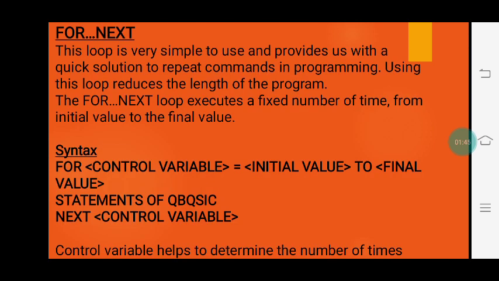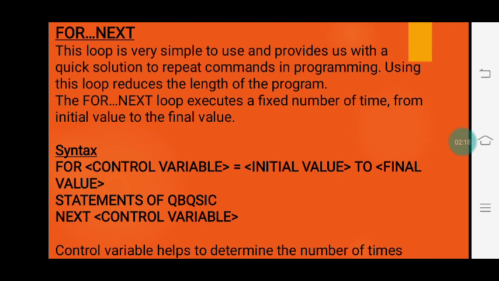Now the first one is the for next loop. This loop is very simple to use and provides us with a quick solution to repeat commands in programming. Using this loop reduces the length of the program. The for next loop executes a fixed number of times from the initial value to the final value. So the for next loop is the process of repeating a program segment in a simplified and controlled manner.